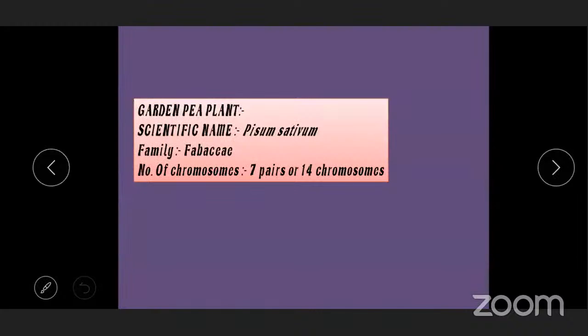So this is the information about the pea plant. The garden pea plant's scientific name is Pisum sativum. Pisum sativum belongs to the family Fabaceae. The number of chromosomes in Pisum sativum is 7 pairs, which means 14 chromosomes.